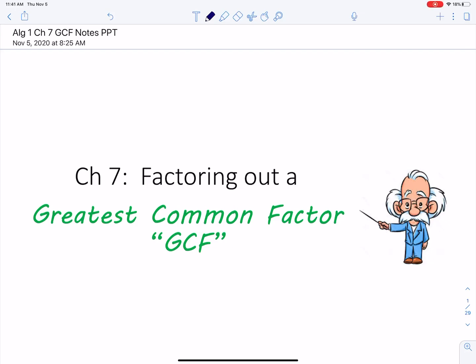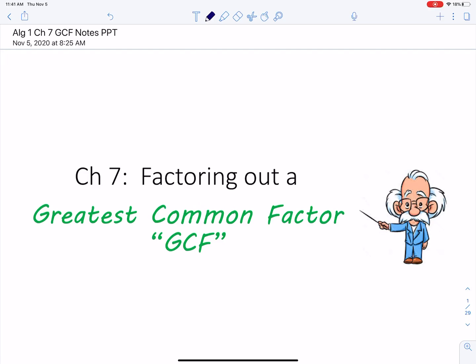All right, Algebra 1, welcome to our first factoring notes. Go ahead and label these notes Chapter 7. We are factoring out a greatest common factor, or how we say it, factoring out a GCF.